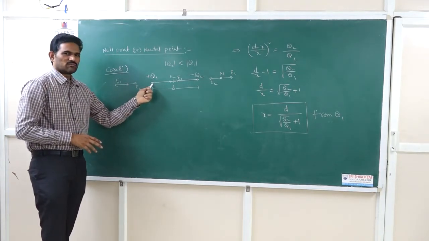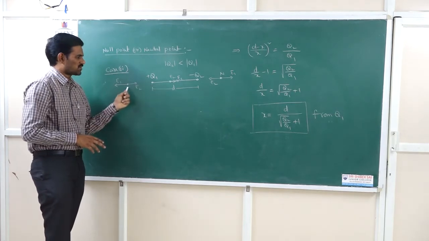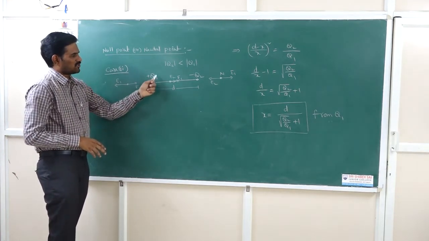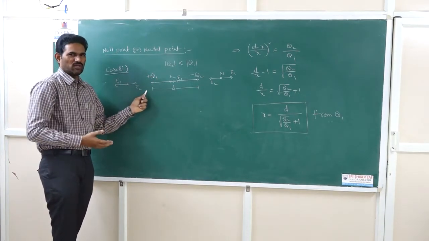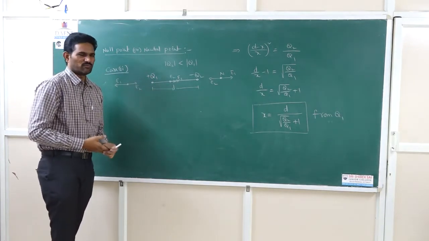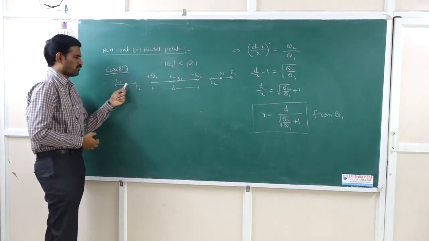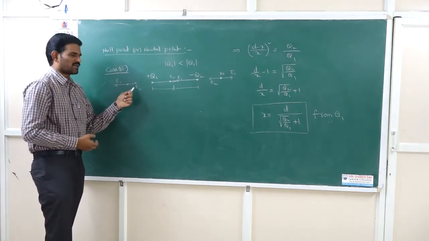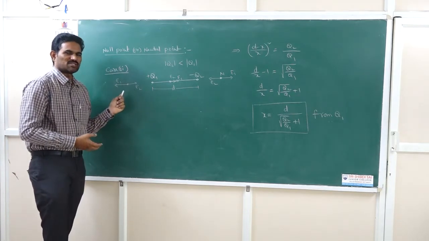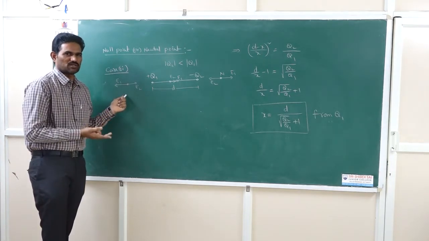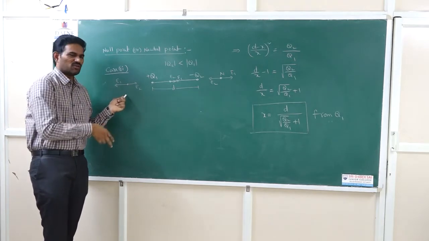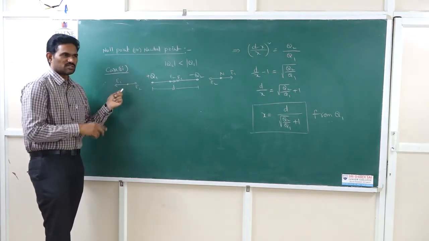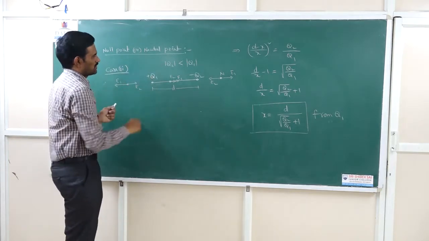For this, Q1 is large when compared to Q2, and any point on this side is closer to the point charge Q1 when compared to Q2, so automatically Q1 produces the stronger field. So for any point on this side you will always get E1 greater than E2. That means there is no chance of getting equal magnitudes there, so even though the fields are opposite in direction, the neutral point is not possible on this side.